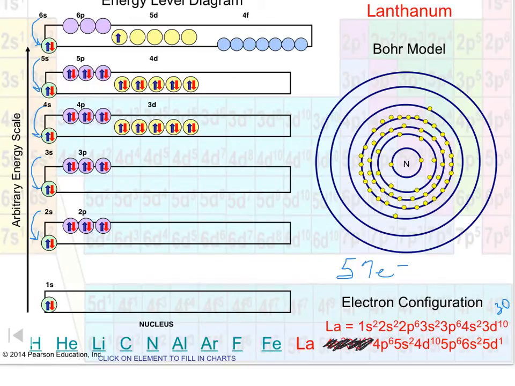Alright, so let's see how you did. Hopefully you were able to find lanthanum in the periodic table. It's way down kind of far. It has 57 electrons, atomic number 57.